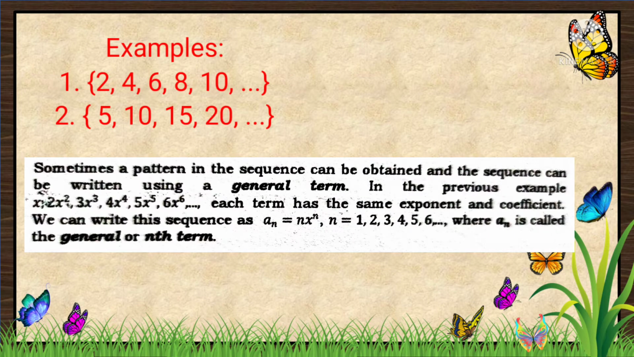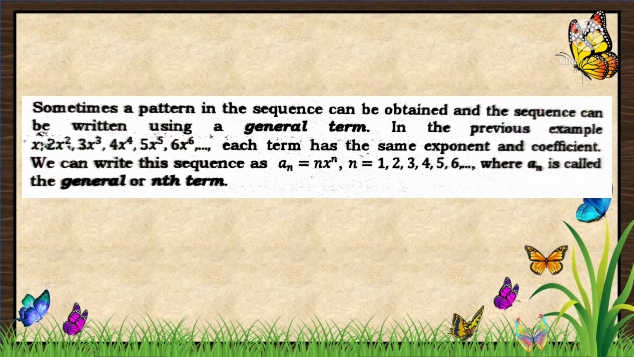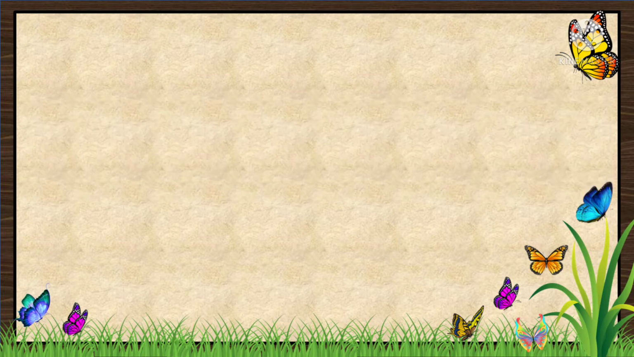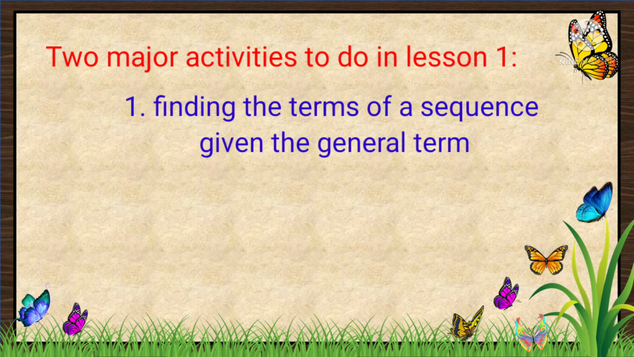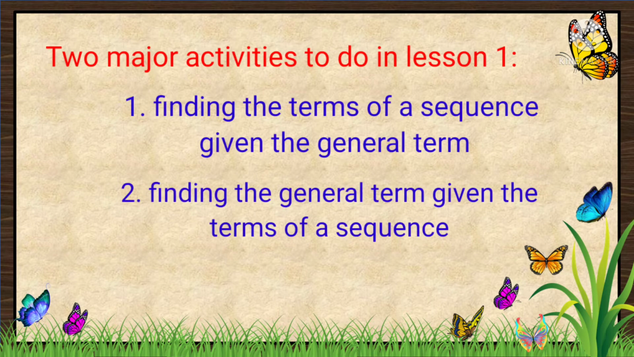Sometimes, a pattern in the sequence can be obtained and the sequence can be written using a general term. A sub n is called the general or end term. Actually, in Lesson 1, Generating Patterns, there are two major activities that you need to do. First, finding the terms of a sequence given the general term. And the other one is finding the general term given the terms of a sequence.